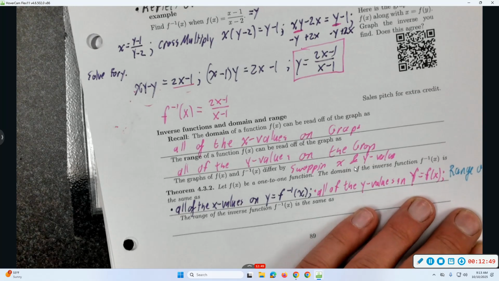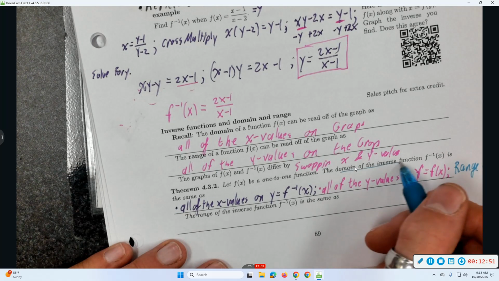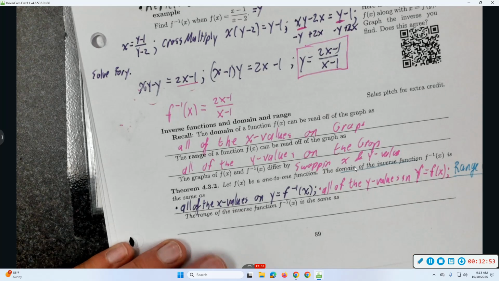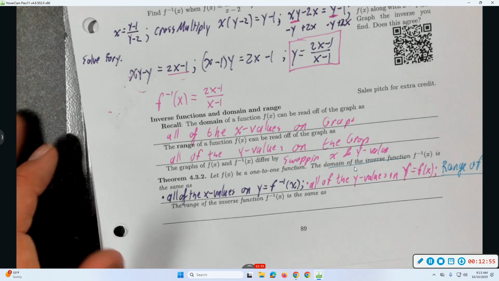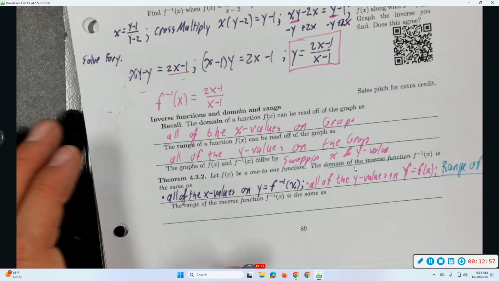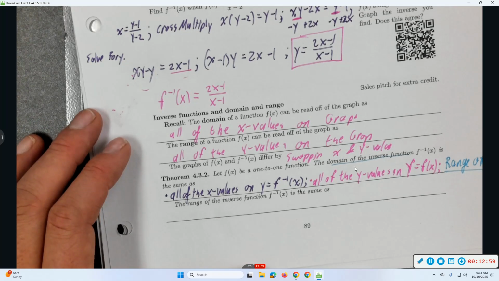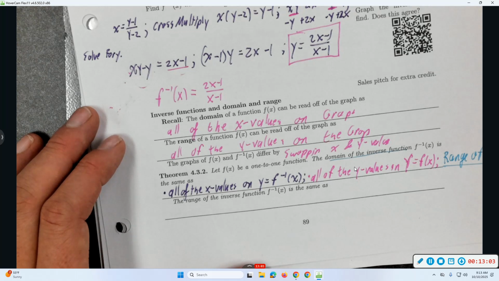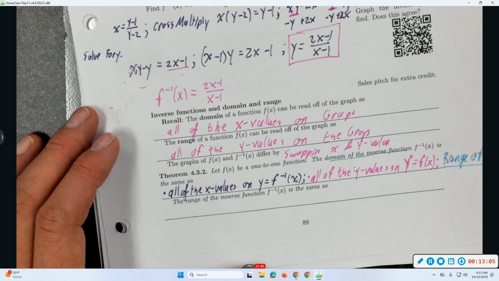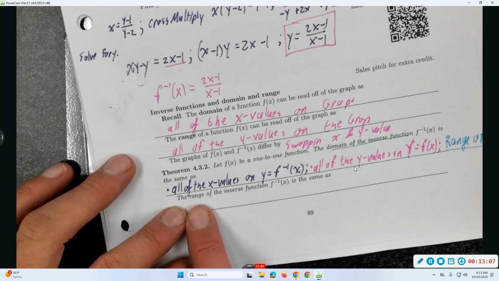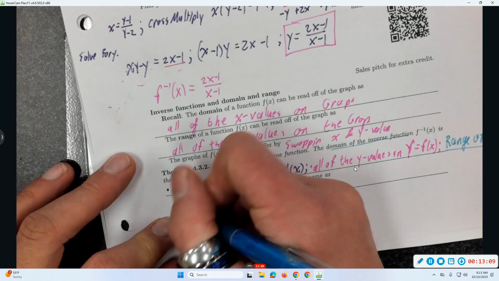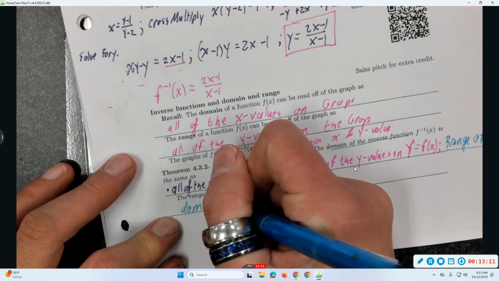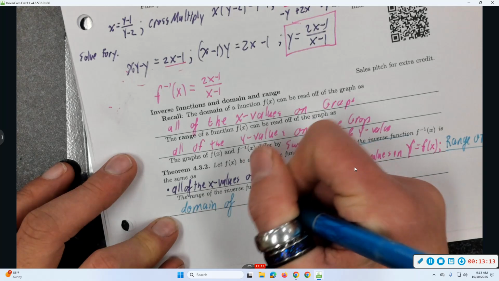So here's the point. If I ask you for the domain of an inverse function, that's the same as the range of the original function. And you don't even have to find the inverse function to compute that then. Just look at the original function, figure out what things are not in the domain. Those will be the things that won't be in the range of the inverse. And the opposite's also true. The range of an inverse function is the same as the domain of the original function.